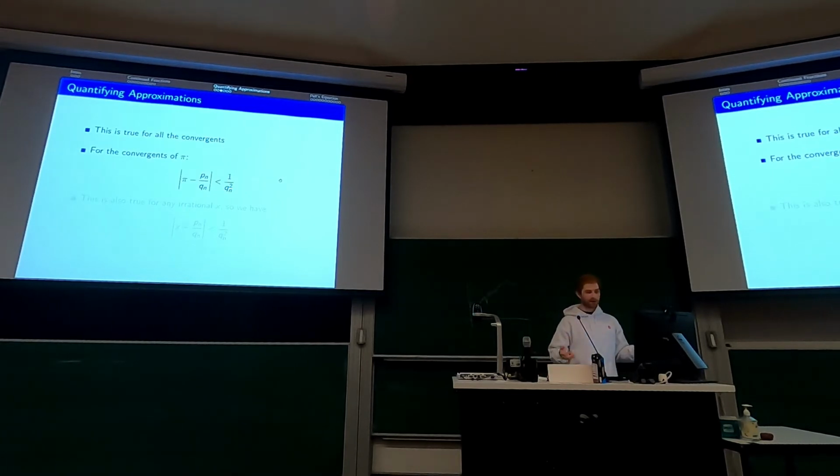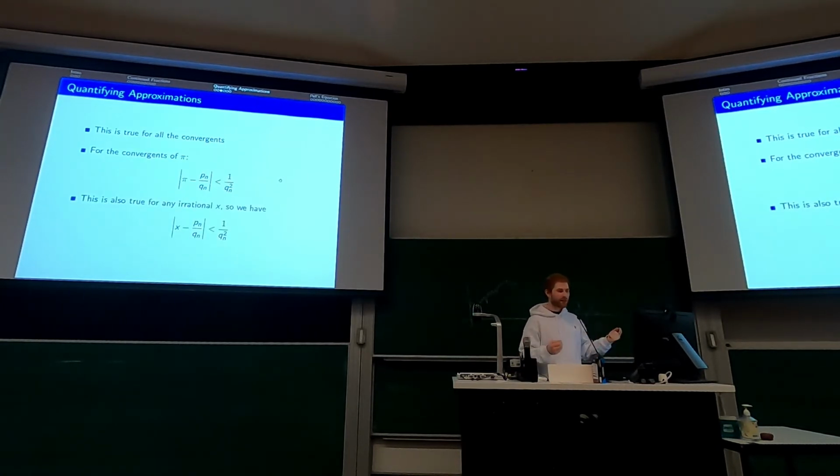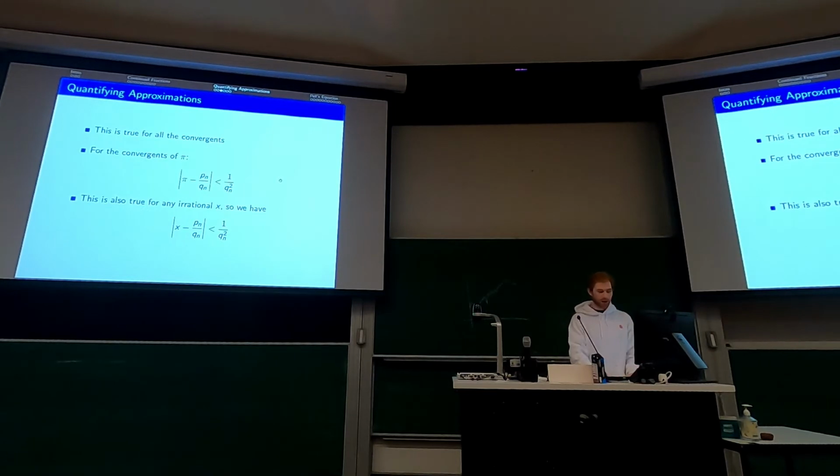So this is a general pattern. We're not going to prove it. It's not too difficult, but we won't prove it. It's just that for all convergents, we will always have the distance between pi and p_n over q_n less than 1 over the denominator squared. And this isn't true for just pi, it's true for any irrational x, but we're just using pi as an example. So this is a really nice property of continued fractions. We introduced them as a way to approximate real numbers, and it turns out they're really good at it. They're a lot better than what you could guarantee, say, by doing decimal approximations.